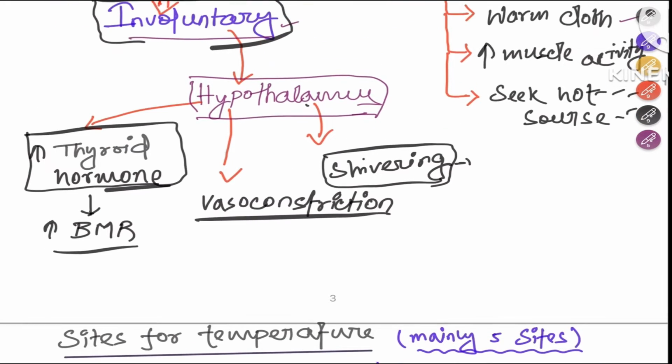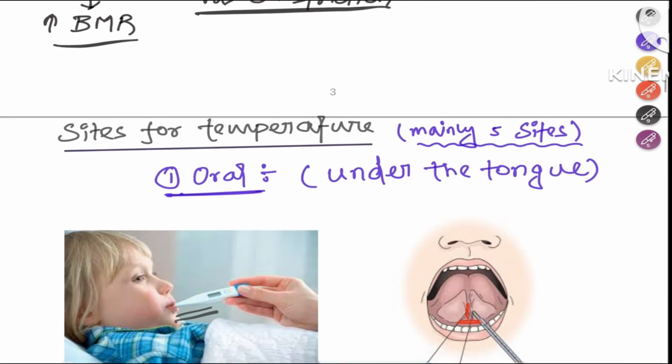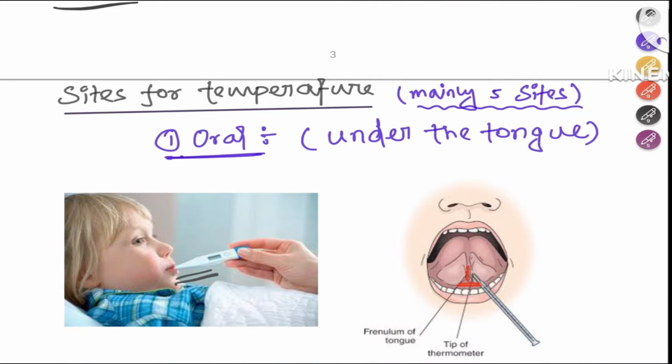Okay. Next, we will see what are the sites to check the temperature. So we have mainly 5 sites. First is oral. Oral means here under the tongue. The thermometer will be placed inside the mouth under the tongue. You can see this is the tongue.